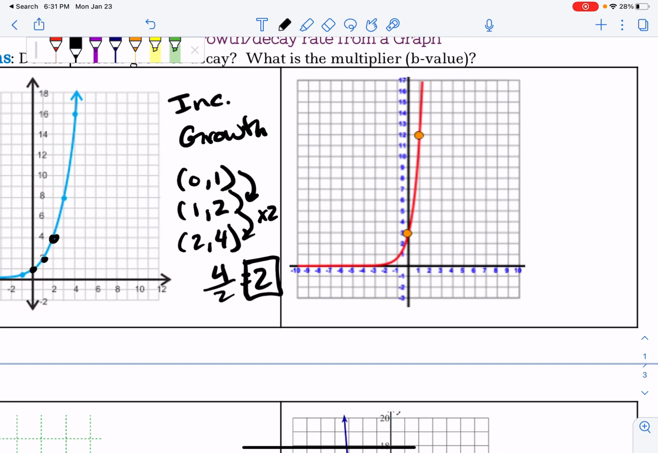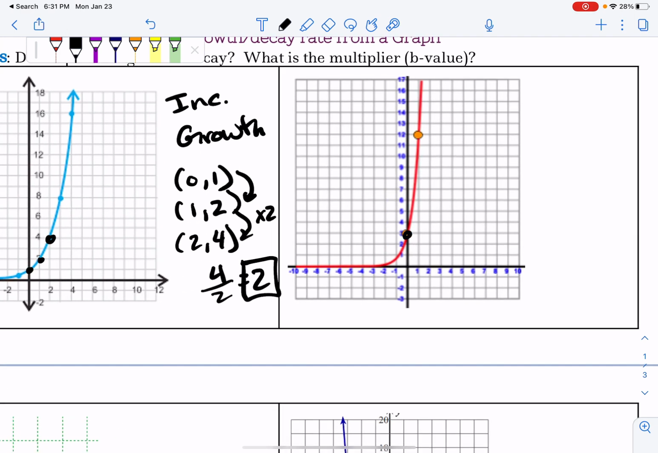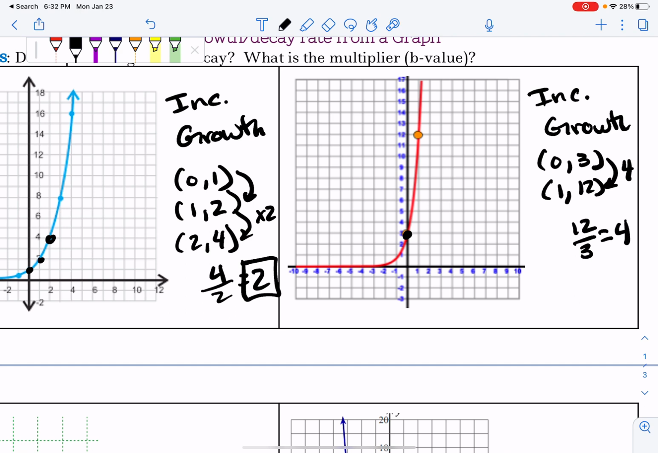Looking at the next pattern, we can also see that this is growth. We have a different starting value over here. We don't start at 1 anymore, but we are still growing over time as we read from left to right. We are increasing, so this is growth. And then we're looking for the multiplier. How are we growing? Our first point is 0, 3. Our next point is 1, 12. This looks like a multiplier of 4, or 12 divided by 3, which is 4. Given that those are the only 2 points we can very clearly see, we are going with a multiplier of 4, which again represents growth.